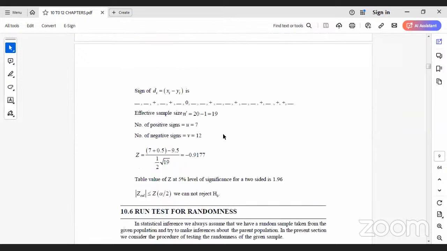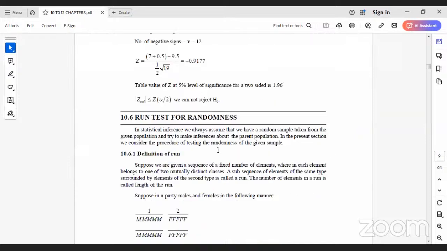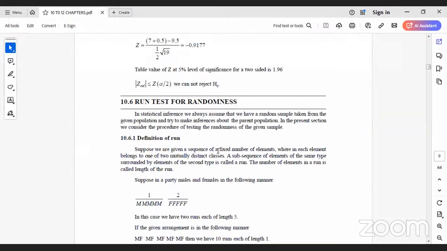So 20 minus 1, positive signs 7, negative signs 12. Z is equal to 7 plus 0.5 minus 9.5 divided by 1 by 2 under root of 19. That is minus 0.199177. The critical value is 1.96 as per the table. Modulus of z calculated value is less than or equal to z alpha, so we do not reject H0.